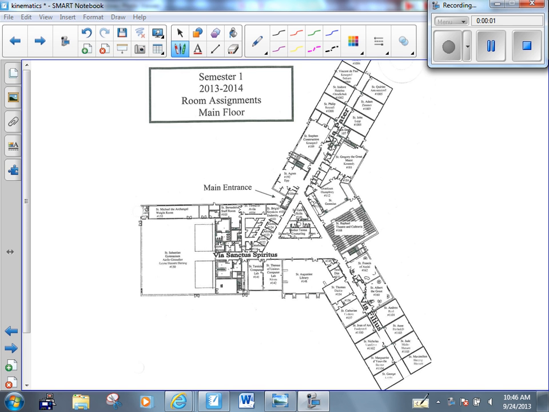All right, if everybody can look up here, please. Everybody should have a copy of this map in front of them right now. This is a map of the main floor of our school, okay, not the second floor, because the activity that we're going to do today does not involve the second floor.